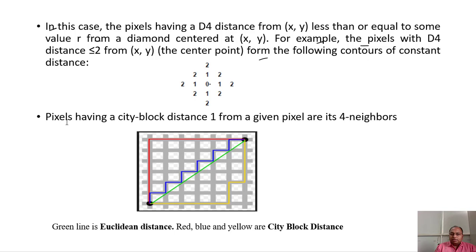Pixels having city block distance 1 from a given pixel are the 4 neighbors, right? So pixels having city block distance 1 are nothing but N4(p), the adjacent neighbors of that particular pixel in terms of the spatial neighborhood. Now the green line represents the Euclidean distance, and the red, blue and yellow lines represent the city block distances. Is that fine? Great.